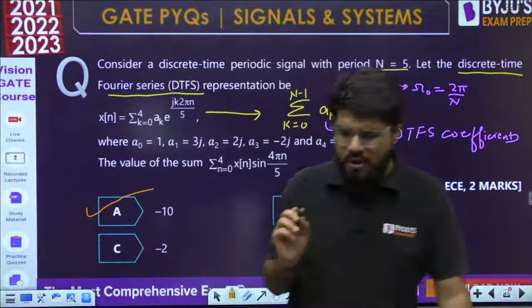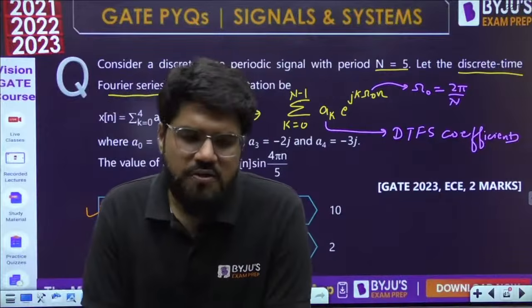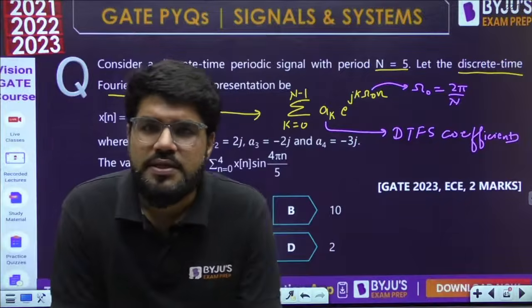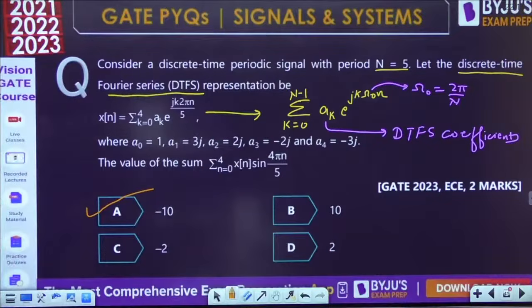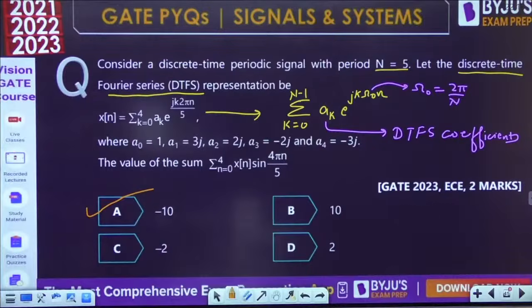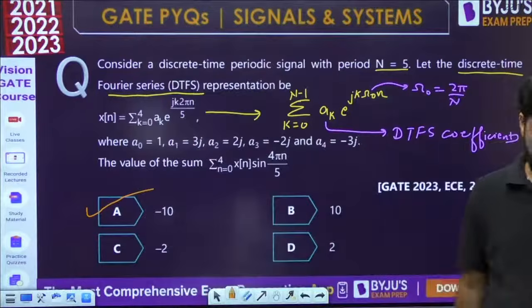Everything depends on your practice and properties. In signals, you can only get command with lots and lots of practice. So the answer is equal to minus 10.